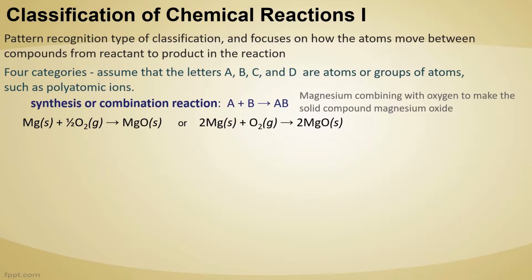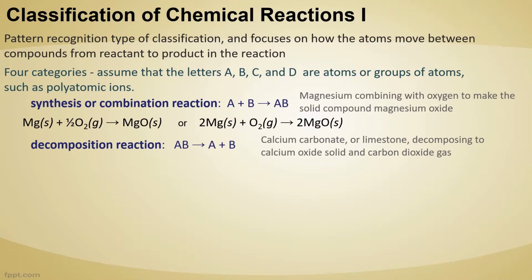Now, the second type of reaction is called a decomposition reaction. The generic equation looks like this: AB yields A plus B. An example reaction involves calcium carbonate or limestone, which can decompose to make calcium oxide solid and carbon dioxide gas. The balanced reaction is shown.